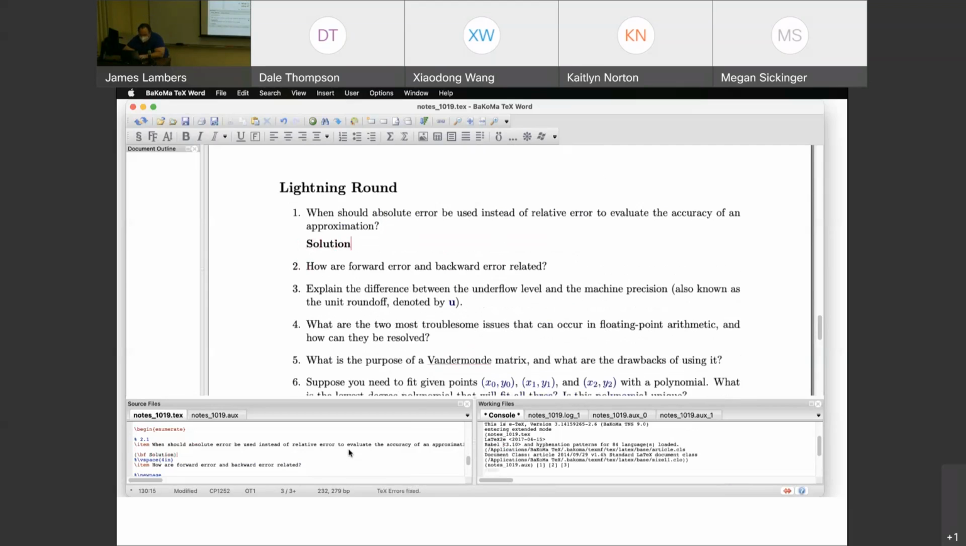All right, absolute error versus relative error. When is absolute error preferable? When the exact value is near 0. In that case, relative error is skewed to be overly large. We get a not very informative indication of accuracy.